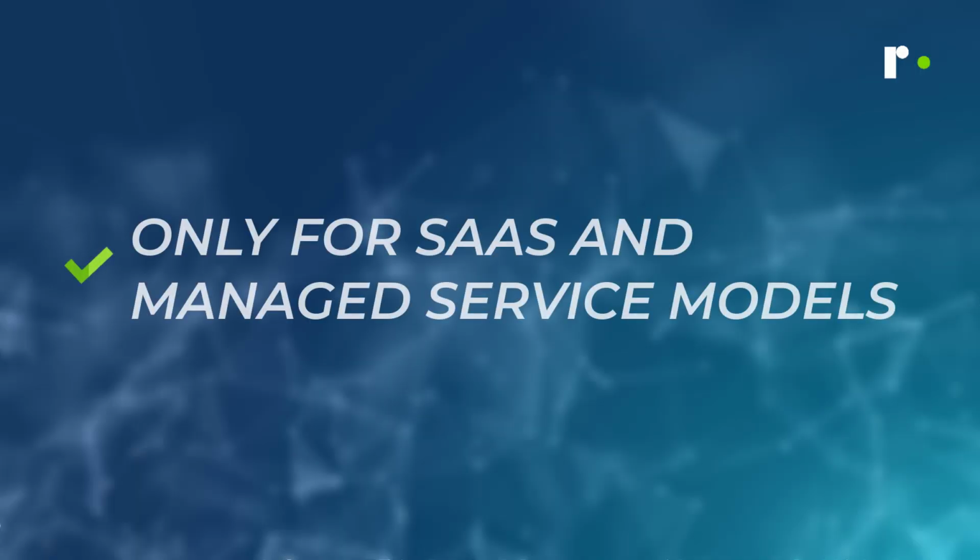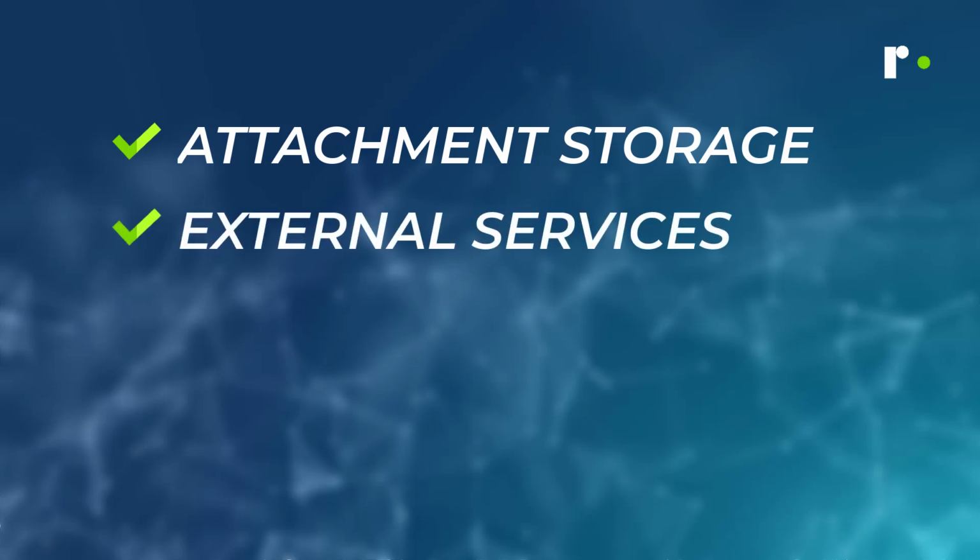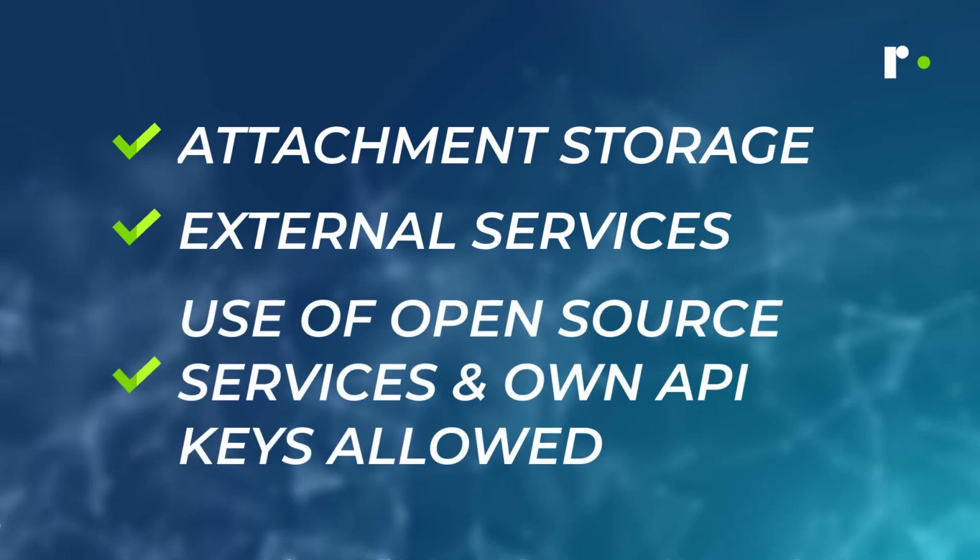In SaaS and managed service models, certain usage-based charges may apply. Storage for attachments, e.g., photos, documents, is billed separately based on actual usage. External services, e.g., address lookup via Google APIs, may incur additional costs. Customers may alternatively use open-source services or provide their own API keys to avoid third-party charges.